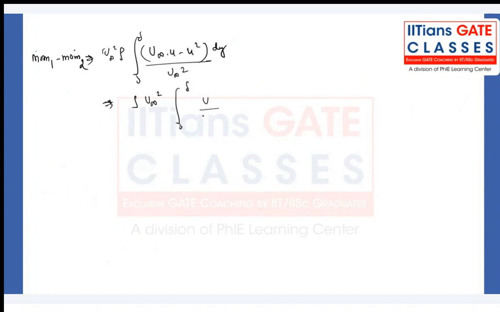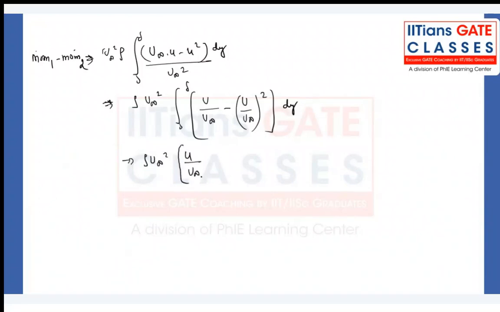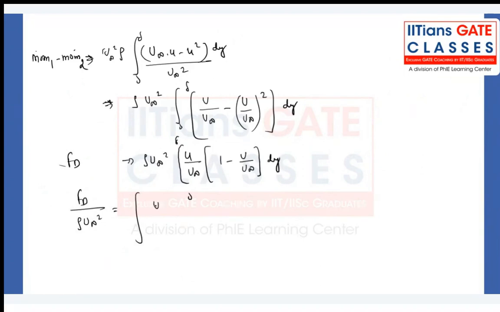So here you can write u by u infinity minus u by u infinity whole square into dy. Further, we can write u by u infinity like this, 0 to delta. That is what you have, the drag force. So drag force per unit rho u infinity square, you will be getting u by u infinity, 0 to delta. And what is this?